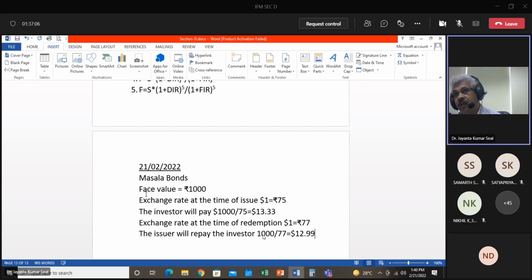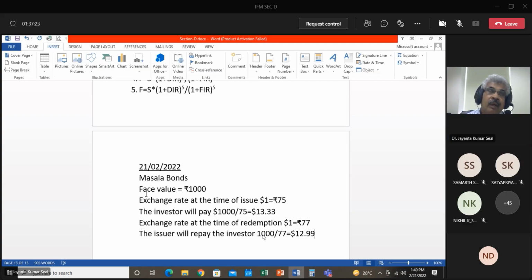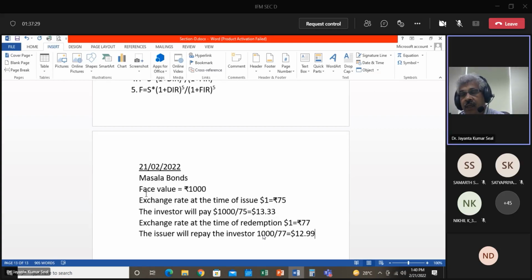Okay, so there is a sectoral limit. Everything is there. But the only advantage in this case is that the exchange rate risk is transferred to the investor. So the definition is: masala bond is a rupee denominated bond. So what is the denomination of the bond? 1,000 rupees, but settled in US dollars.